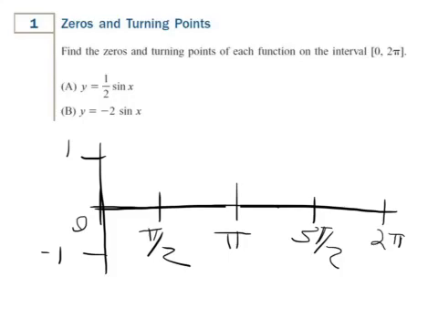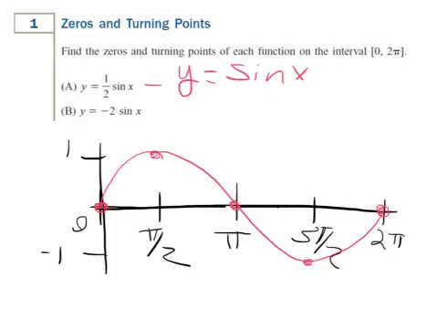So here's the graph, our original graph, and I'm going to do A in red. Well, hold on, let's actually do our parent function. Our parent function is y equals sine x, and if you remember, sine at 0 is 0, at pi over 2 it's 1, at pi it's 0, at 3 pi over 2 it's negative 1, and at 2 pi it's 0. So our sine goes something like this.